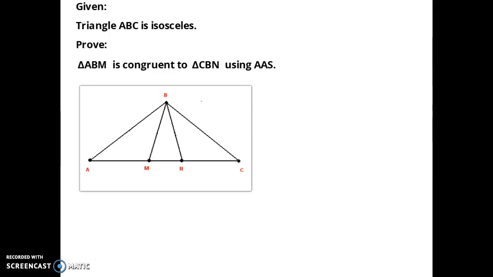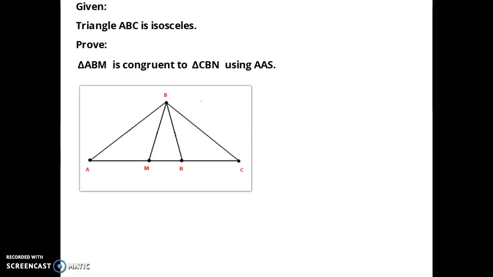Okay, we are given that triangle ABC is isosceles. An isosceles triangle means two sides and two angles are congruent. But it also says we're going to prove triangle ABM is congruent to CBN. It's actually asking us, do we need additional information? ABM and CBN. Let's see what we can get out here.